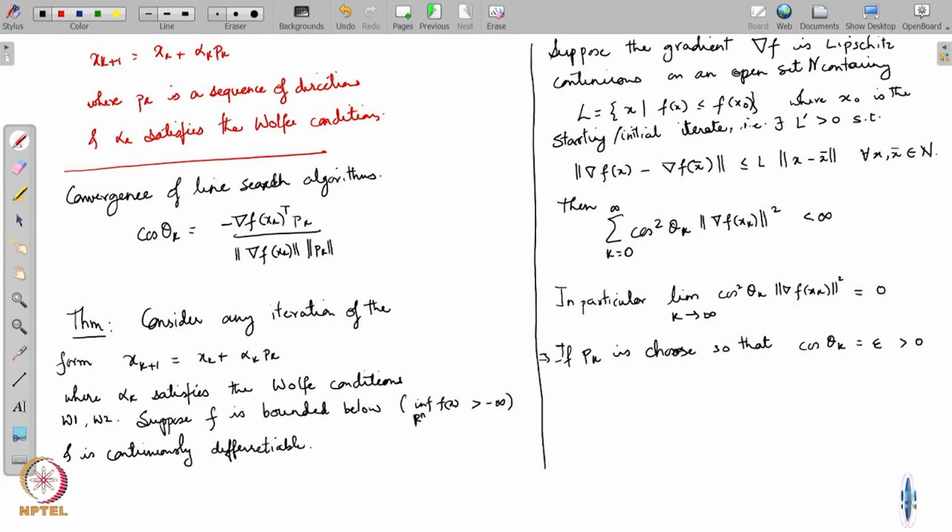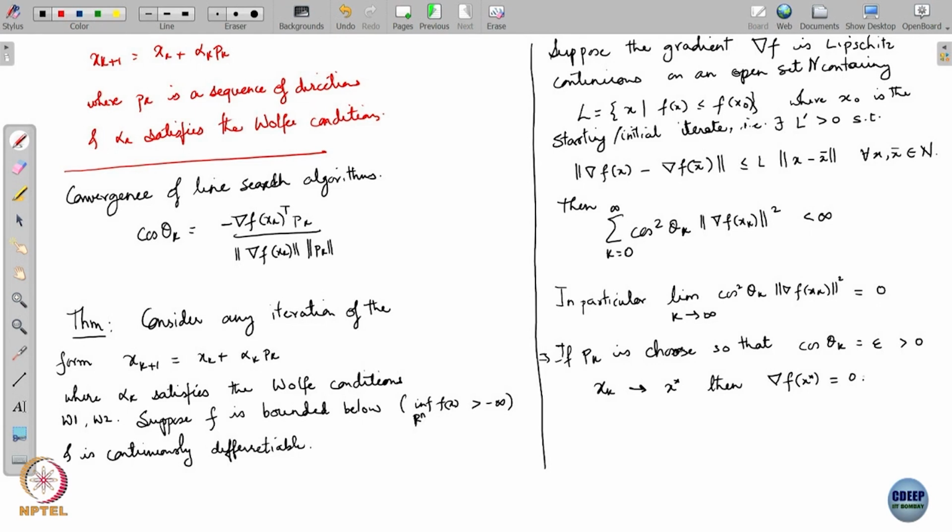So, if I choose my pk so that the cos theta k is always equal to some constant epsilon, which is positive, then in this limit here, this cos square theta k would always be epsilon, and it can jump out of the limit. And then what we are left with is that the limiting value of the gradient of the function should be 0, which means that if xk converges to some x star, then the gradient at x star should be equal to 0.